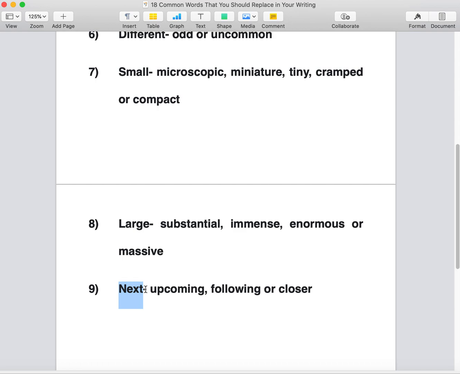Whenever we describe something coming next, we run the risk of losing our readers. Good options to make your writing more powerful include upcoming, following, or closer.